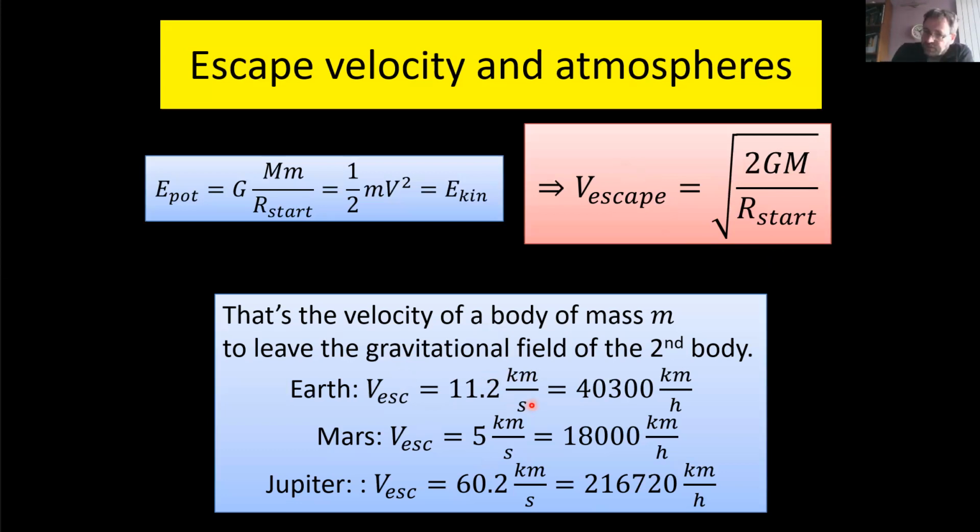Which is quite some speed. It corresponds to 40,300 kilometers per hour. That means in 1 hour you're basically around the equator of the Earth.